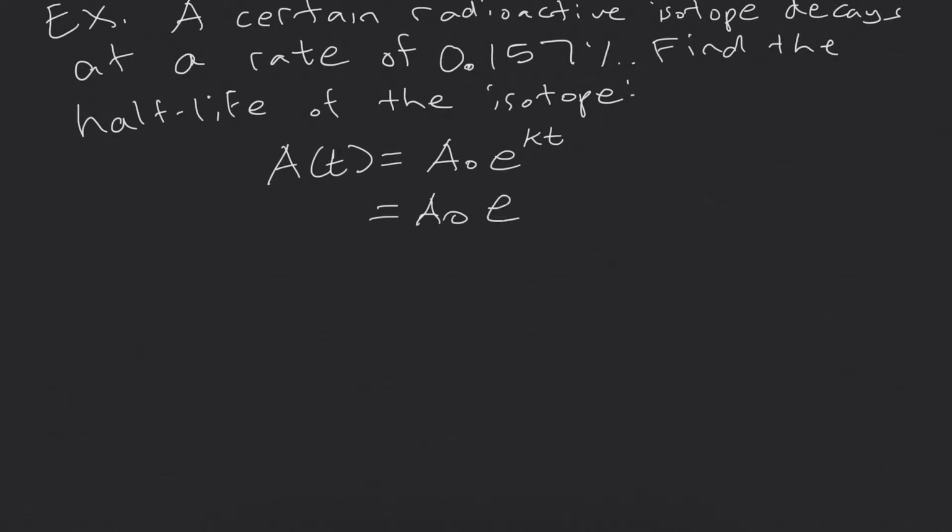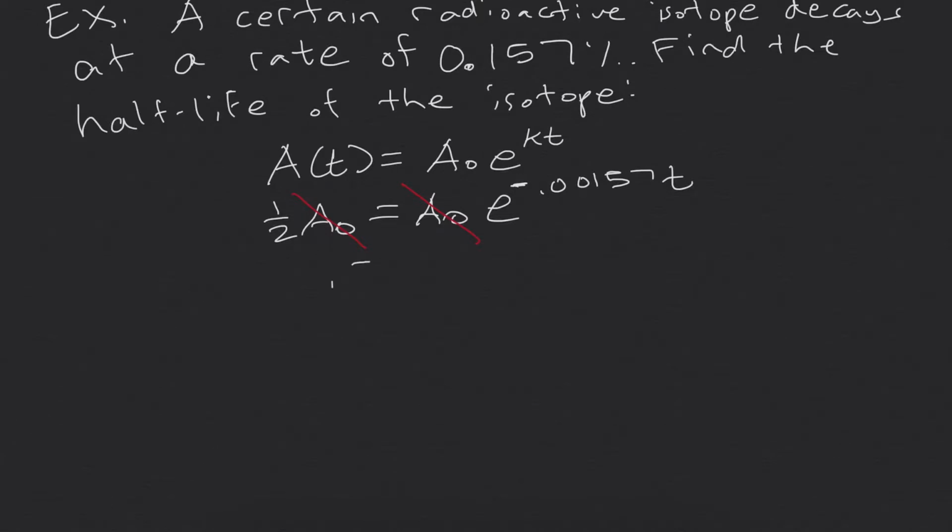E to the k, so k is 0.00157, if I go ahead and make that into a decimal from percent. Also, this is a decay problem, so I need to make this negative, and I have my t there. Now for A of t, I don't know how much I'm starting with, but I know this problem is asking me when will I have half of what I started with. So I can go ahead and divide both sides by A of 0.